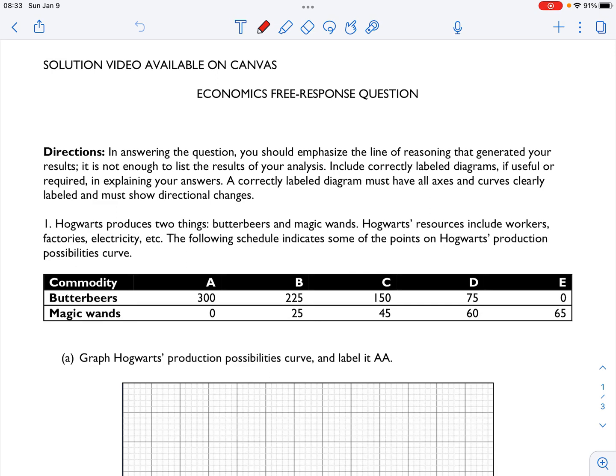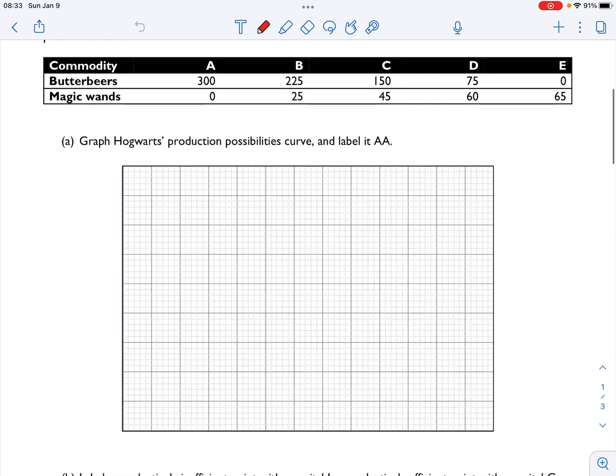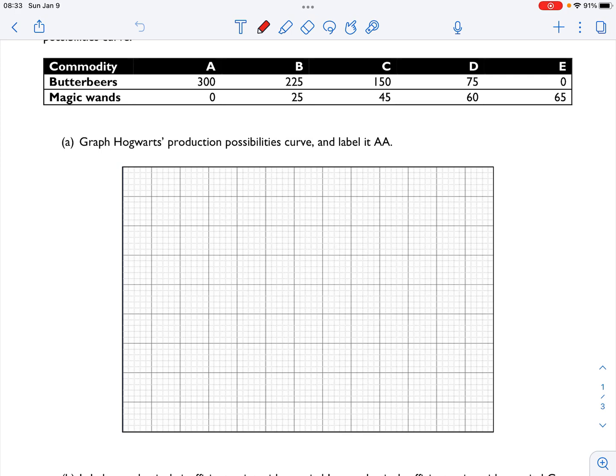So, number one, Hogwarts produces two things, Butterbeers and magic wands. Hogwarts resources include workers, factories, electricity, etc. The following schedule indicates some of the points on Hogwarts production possibilities curve. And so you can see that schedule there, points A, B, C, D, and E, varying combinations of Butterbeers and magic wands that Hogwarts can produce, given the resources that they have available. So the first part of the FRQ asks you to graph Hogwarts PPC and label it AA.